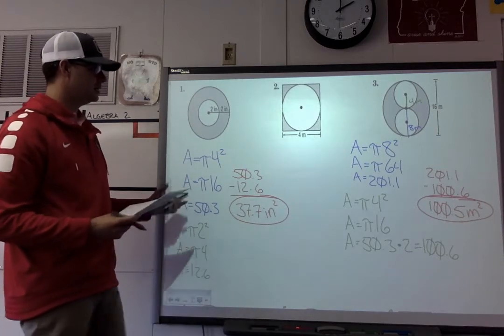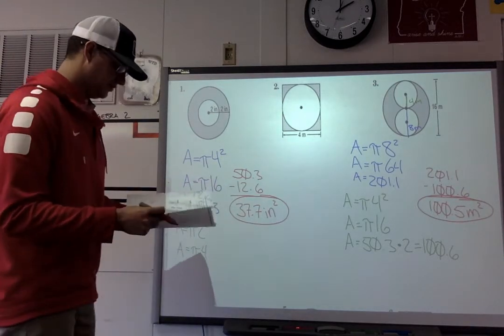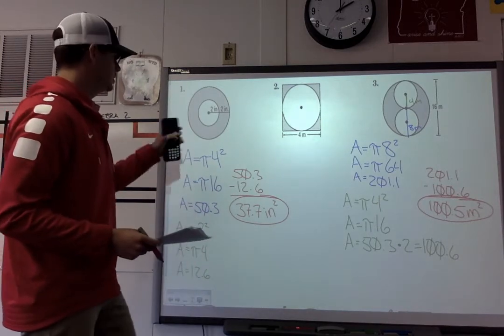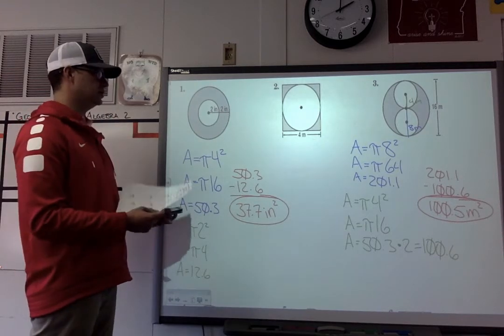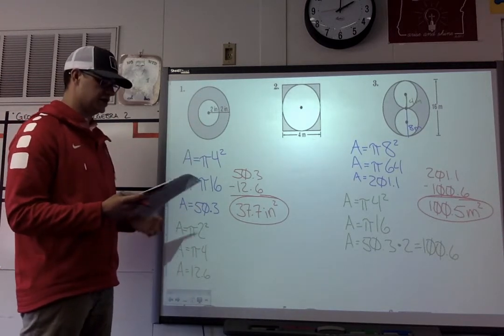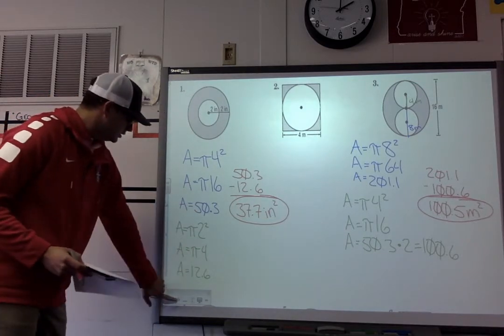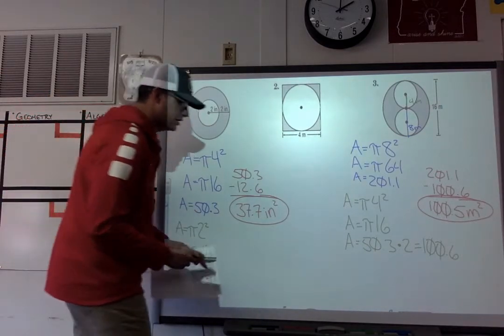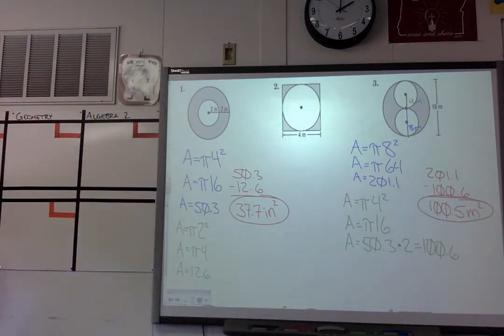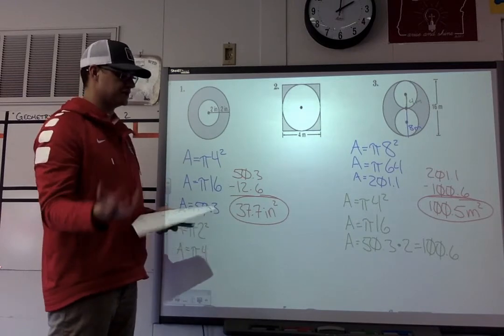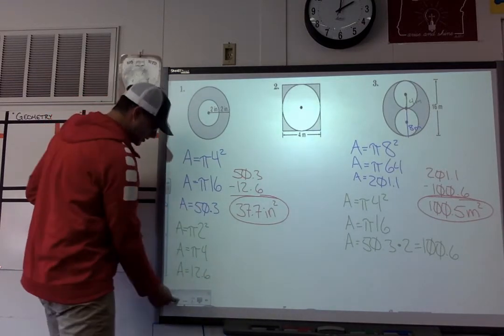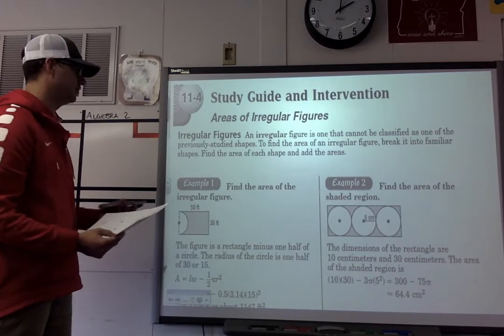So again, this should be some pretty good review for you: you've got a shaded region with an unshaded region inside, and you need to figure out what the area of the shaded region is. The last thing we're going to do here is the area of irregular figures, which really just means that most of the time it's not just a circle or a square or something like that. It's going to be a combination of those.